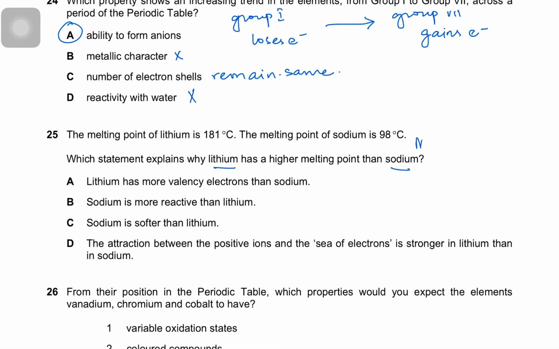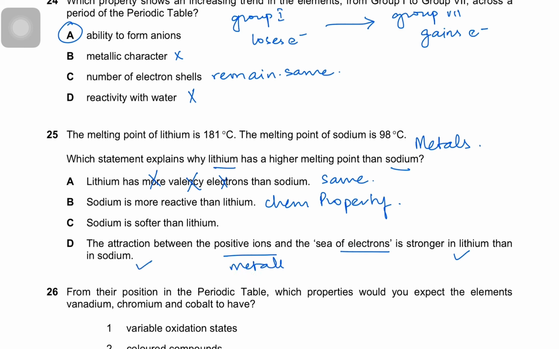Lithium and sodium are both metals, so it should be something to do with metallic lattice. Lithium has more valence electrons than sodium. No, that's not true, because they have the same valence electrons. They're in the same group of the periodic table. Sodium is more reactive than lithium. That is a chemical property. The question is concerned with melting point, which is a physical property. Sodium is softer than lithium, maybe related to the melting point. The attraction between the positive ions and the sea of electrons is stronger in lithium than sodium. Yes, that is exactly related to the metallic lattice, which makes this option very sound.